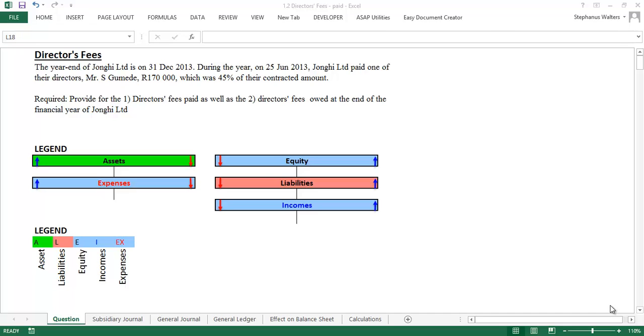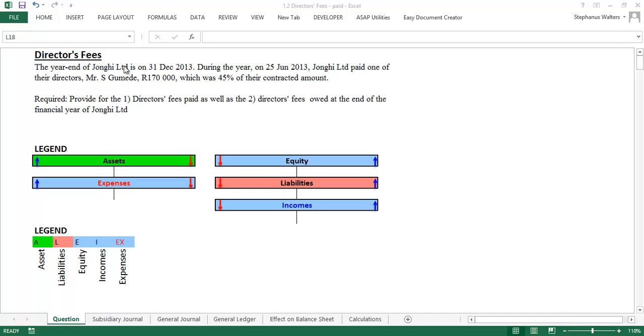This example deals with the accounting of directors' fees. So just a quick recap, the directors are the persons that are responsible for running the entity. They are appointed by the shareholders at annual general meetings, and they need to provide strategic direction, and they actually need to run the company. Directors often serve on a board, which is known as the board of directors, and this board provides strategic direction for the company.